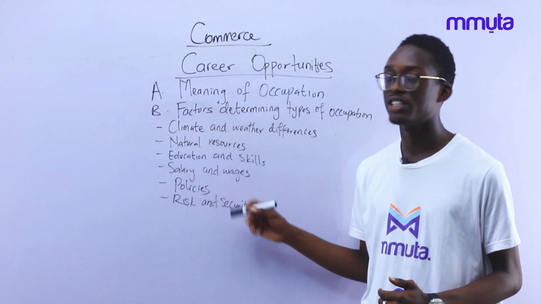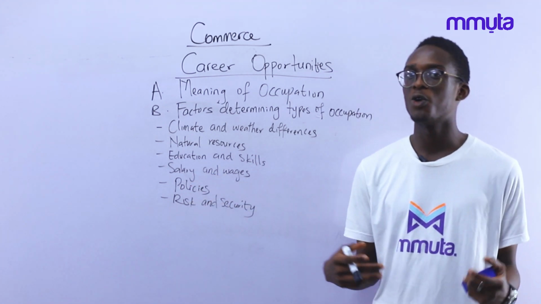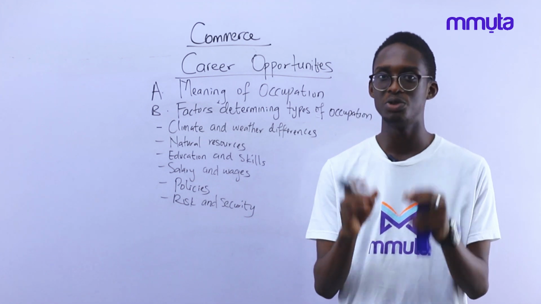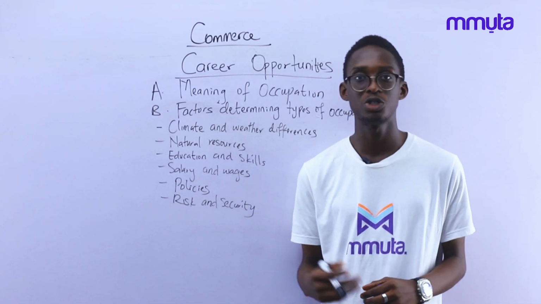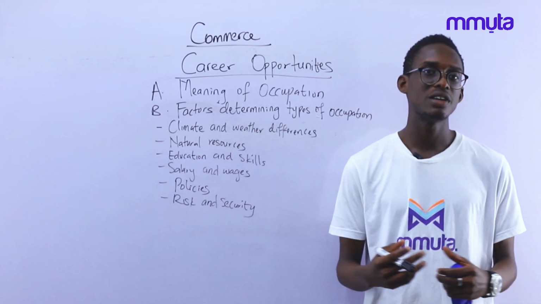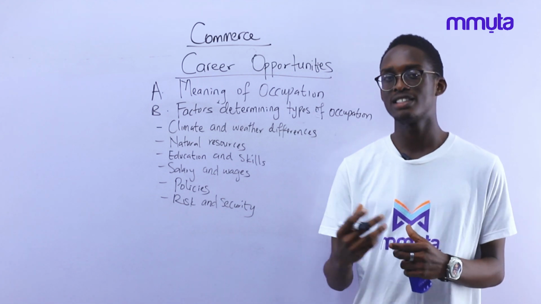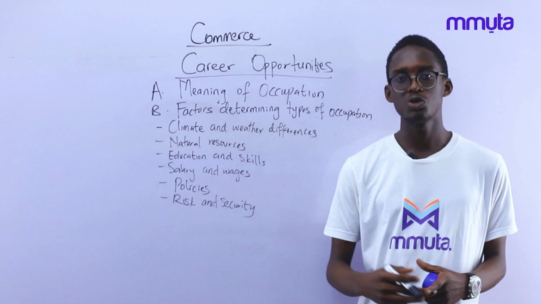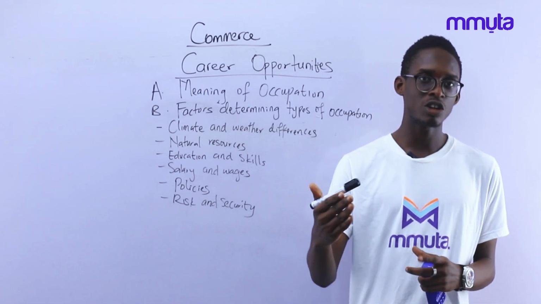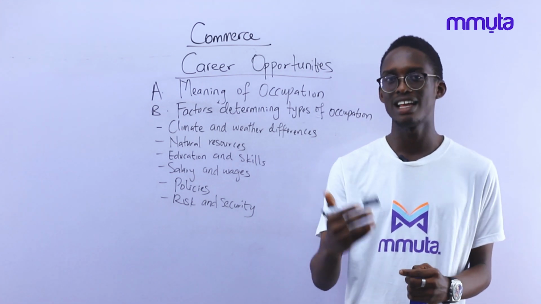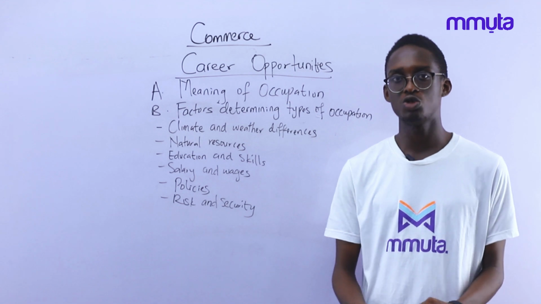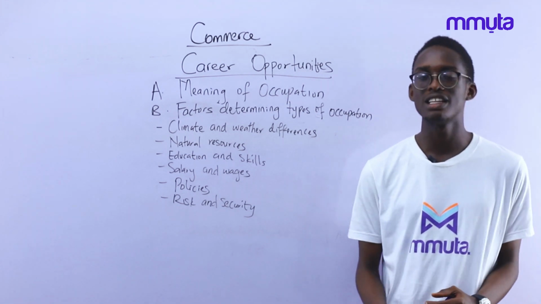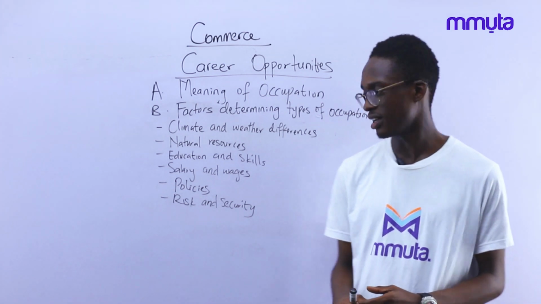We have salary and wages. The salary or wages paid to an individual for a job done determines the type of occupation one engages in. For instance, a family man cannot get an occupation or job of 20,000 to feed his family. So he looks at a job or occupation that pays him higher than what is meant to use and feed his family. So salary and wages is another factor that determines the type of occupation one engages in.